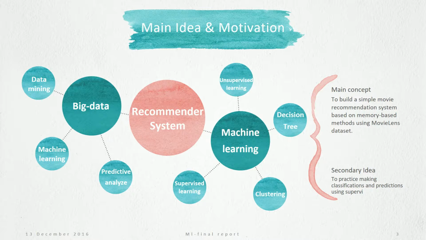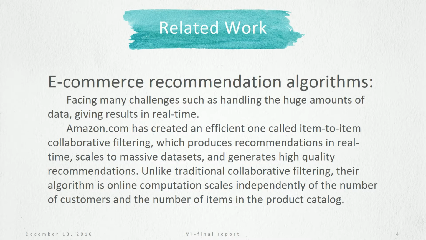We decided to make a practice of classification and prediction using supervised learning. So we intended to build a simple movie recommendation system based on memory-based methods. Recommendation systems are best known for their use on e-commerce websites where they use input of customers' interest to generate a list of recommended items. However, these algorithms face many challenges such as handling the huge amount of data and giving the result in real time.